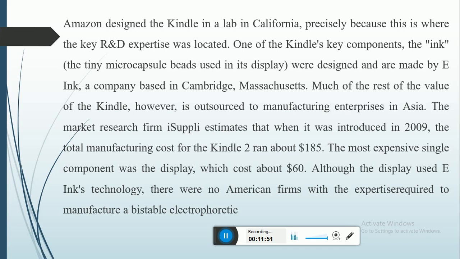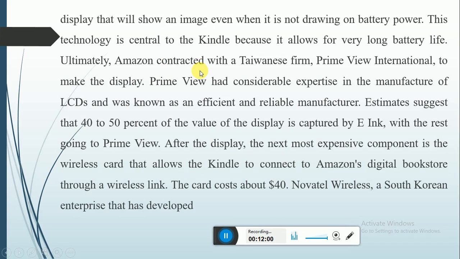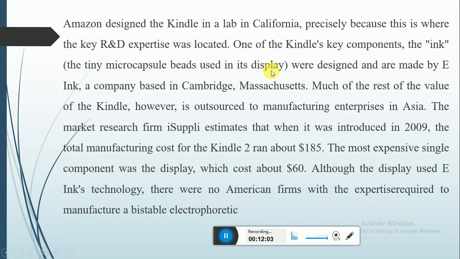The cost will increase and they waste their time. So that's why they have decided. The next component is a micro capsule, which is used in its display, a very small, tiny component part. So they have produced it in Cambridge, United Kingdom. Then they come to the display. So that's why they have outsourced to other manufacturing enterprises in the Asian countries.